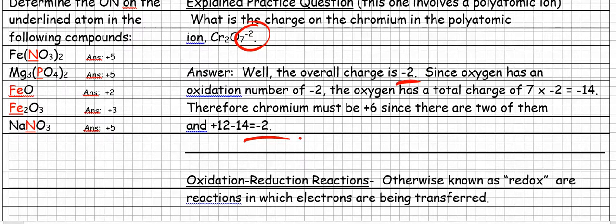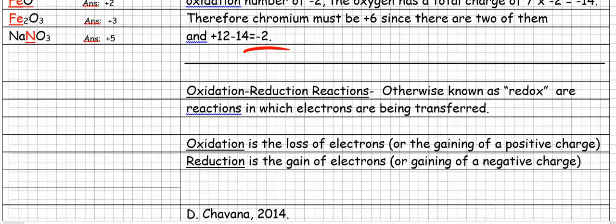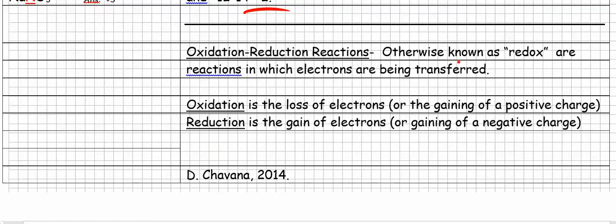All right. Let's take a look at some oxidation reduction reactions now. Oxidation reduction reactions. These are known as redox again, and they are reactions in which electrons are being transferred. The electrons are being transferred from one species to another. Oxidation is the loss of electrons or the gaining of a positive charge. Okay? Oxidation is the loss of electrons or the gaining of a positive charge. Reduction is the gain of electrons, okay?